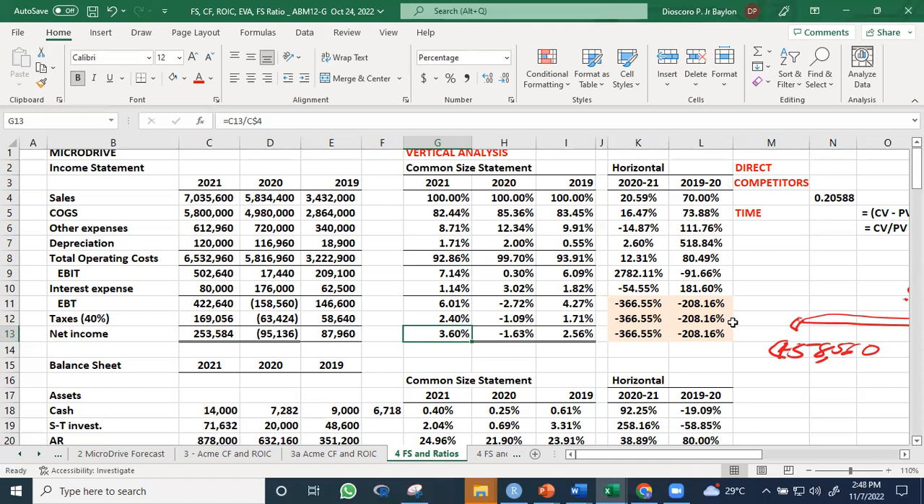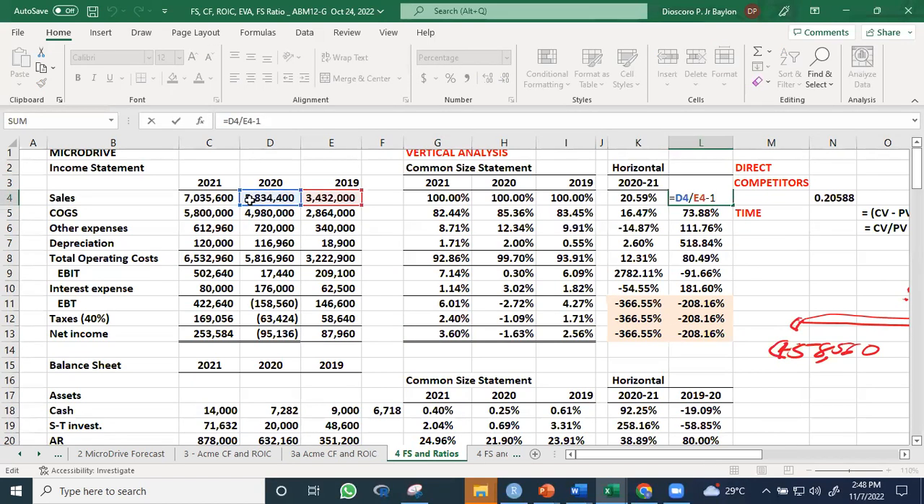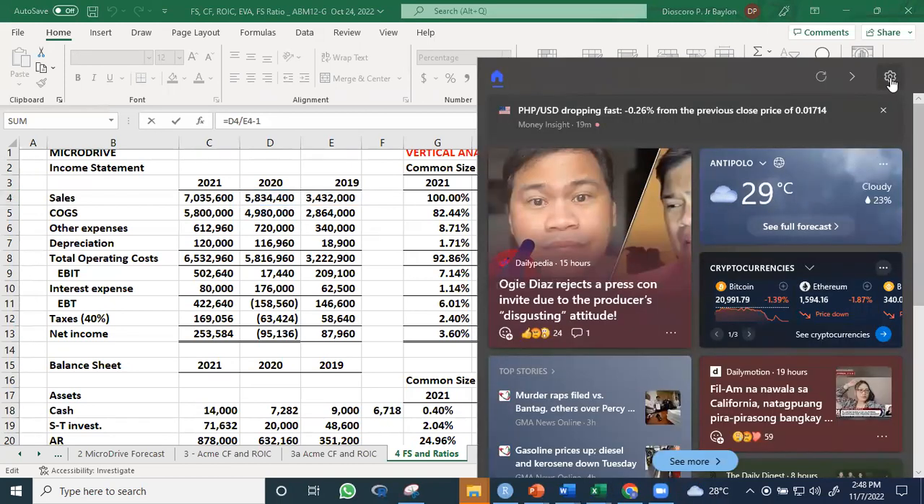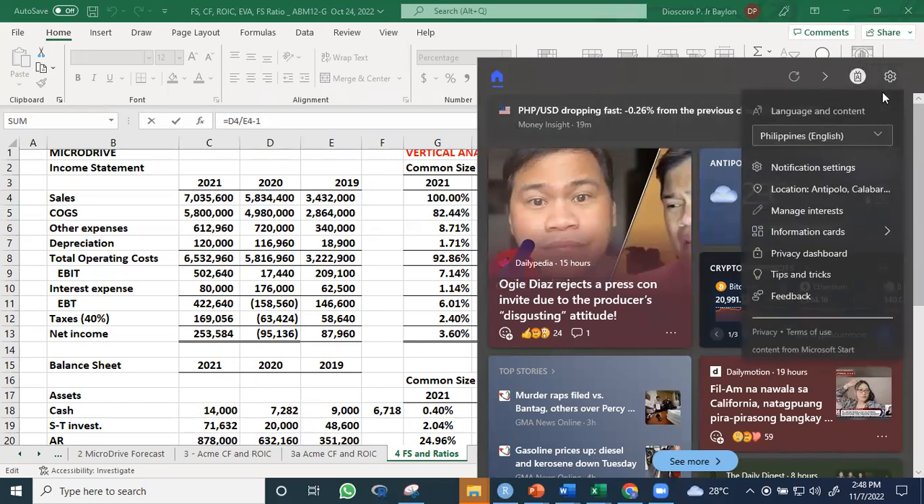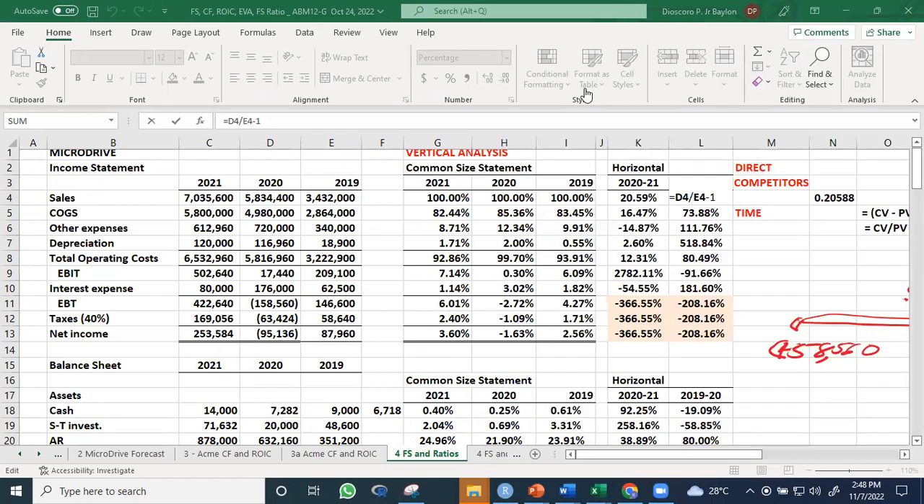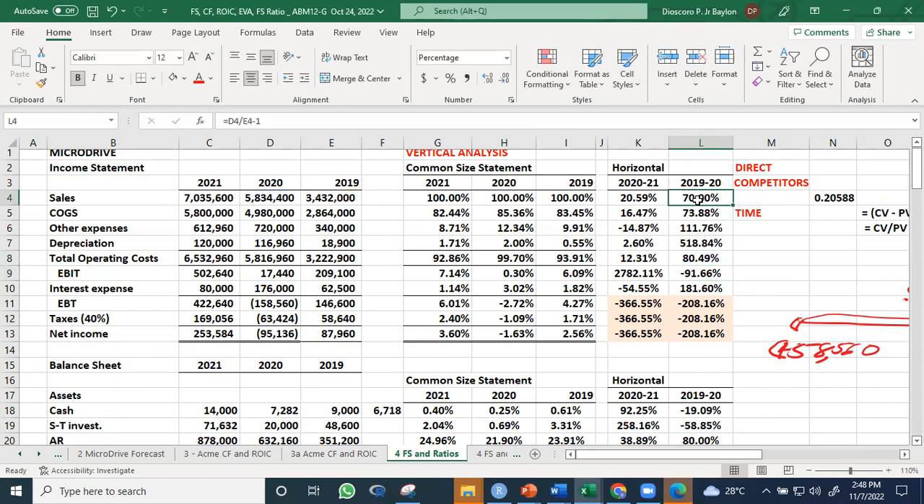We just get the ratio of the current year divided by the previous year. So between 2020 and 2019, the current year is 2020. So we divide the sales of 2020 with the sales of 2021. Okay, to get 70%. So which means that revenues increased by 70%. So from 2019 to 2020, it increased by 70%. And then on the other hand, from 2020 to 21, it increased by around 21%.